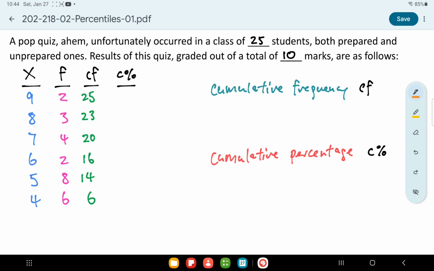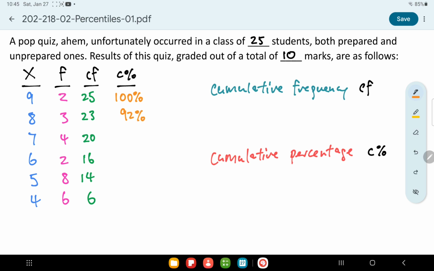In the case of 25, cumulative frequency of 25, we know that 25 represents the entire population. That is to say, 100% of the population, which again should make sense. In the case of 23, what we're saying is that 23 out of 25 students scored a score of 8 or below. So the percentage is 23 divided by 25, which gives 92%.